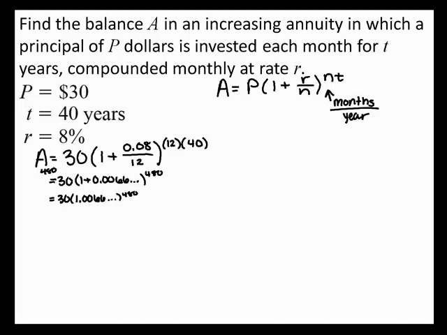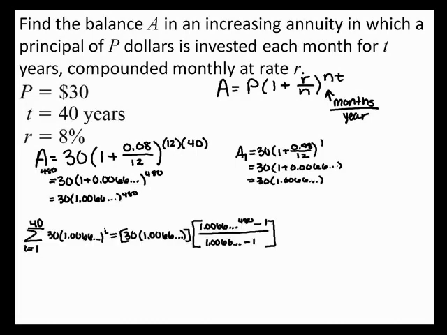Substitute 1 in for NT. Simplify 8/100ths divided by 12. Simplify 1 plus 66 10,000ths. You find that A sub 1 is equal to 30 times 1 and 66 10,000ths. Use the formula for the nth partial sum of a geometric sequence. Simplify 30 times 1 and 66 10,000ths, and 1 and 66 10,000ths to the 480th.